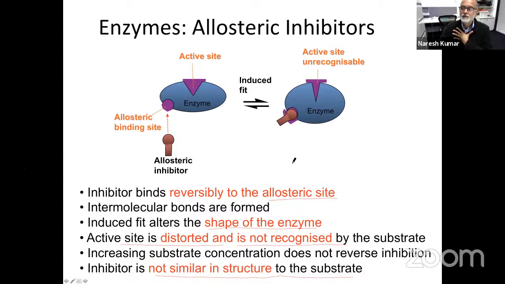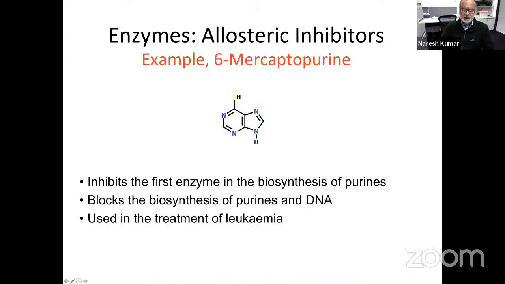An example of an allosteric inhibitor is a mercaptopurine compound. This is a thiol group. An SH group is also called a mercapto group, and that's why the name mercaptopurine. So this is a mercapto or a thiol group, T-H-I-O-L, a thiol group. And that's why the name mercaptopurine.